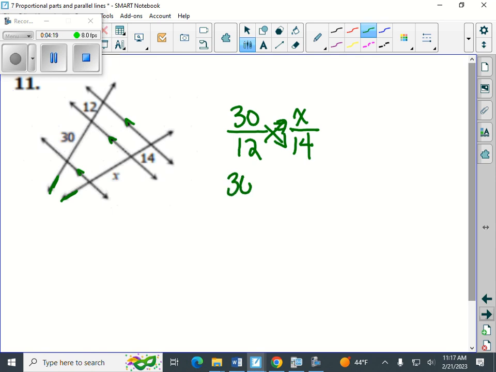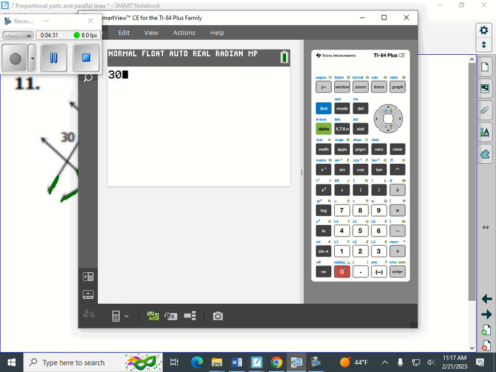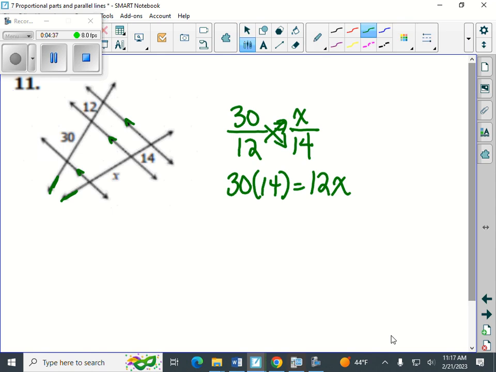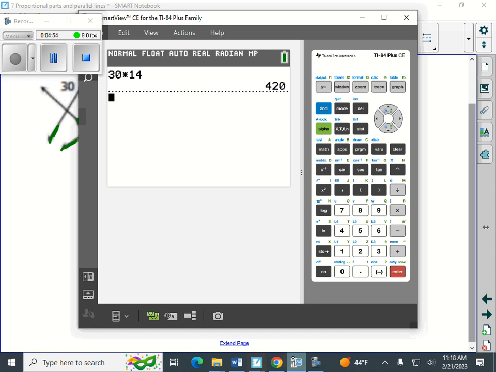So we have 30 times 14 equals 12 times x. If we flip over here to our calculator for a minute, 30 times 14 is 420. So 420 equals 12 times x. We need to undo the multiplication, so we're going to divide both sides by 12. And 420 divided by 12 gives us 35.